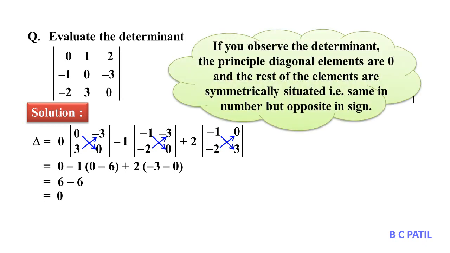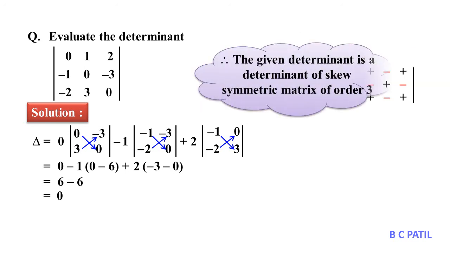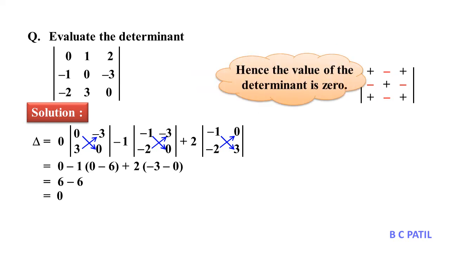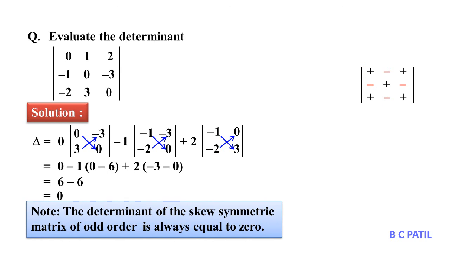If you observe the determinant, the principal diagonal elements are 0. The rest of the elements are symmetrically situated, that is same in the number but opposite in sign. It means given matrix is skew symmetric matrix of order 3, the value of the determinant is always 0. Keep in your mind. If it is skew symmetric, no need to calculate. We can write direct value as 0. Note that the determinant of skew symmetric matrix of odd order is always equal to 0.